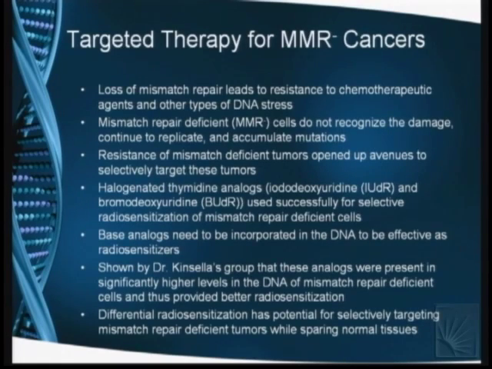So the first type of targeted therapy that we're going to talk about is for mismatch repair deficient cancers, because when you lose the mismatch repair pathway, you might end up having colorectal cancer, but as well as the cancer phenotype, it also causes resistance to chemotherapeutic agents, as we have seen from the table before. So mismatch repair deficient cells do not recognize the damage introduced by the chemotherapeutic agents, and they accumulate mutations through these damages without actually dying.